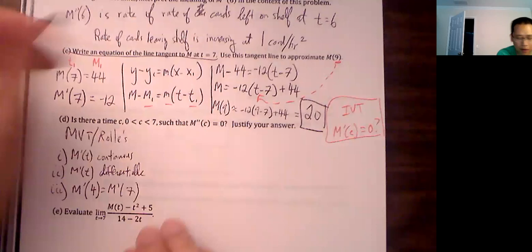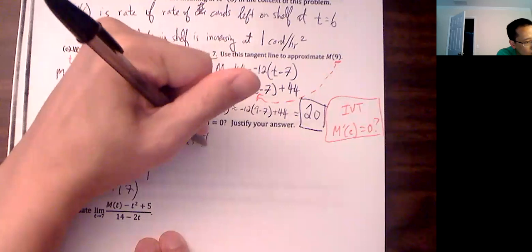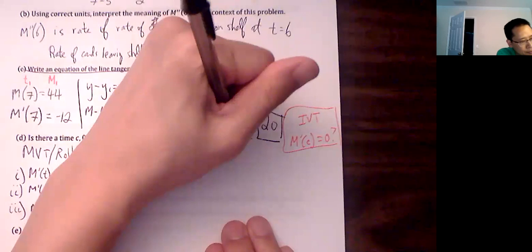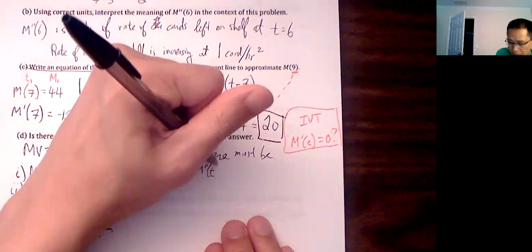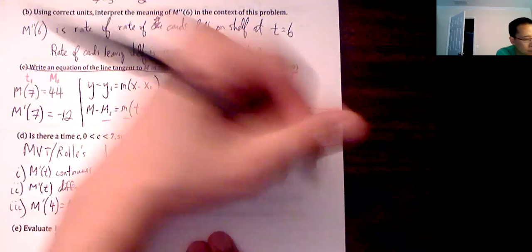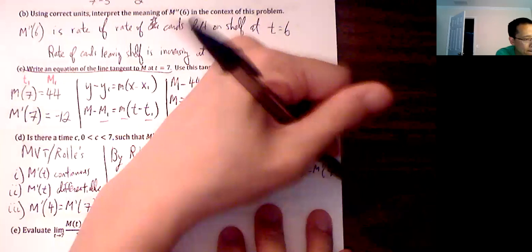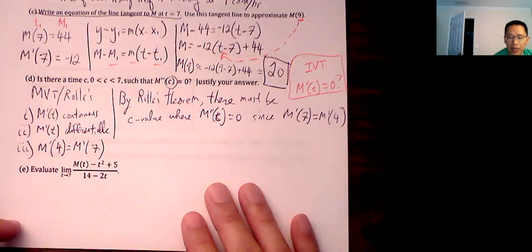So by Rolle's theorem, there must be a C value, right? There must be a C value where M prime is equal to 0. Or M double prime. Okay, since M prime of 7 is equal to M prime of 4. Okay, any questions there?